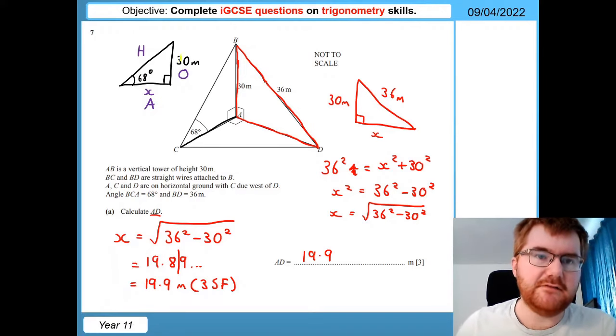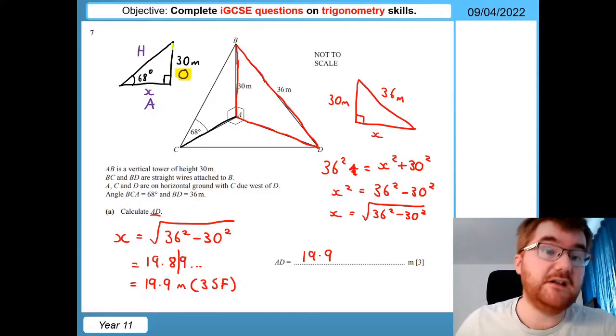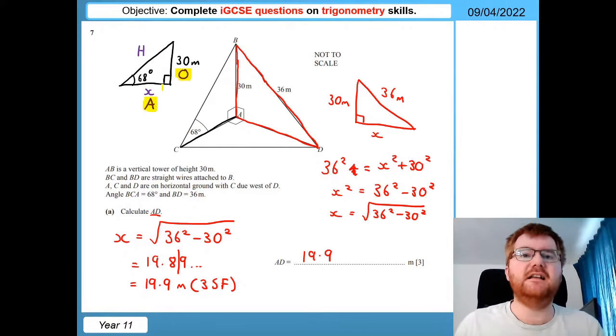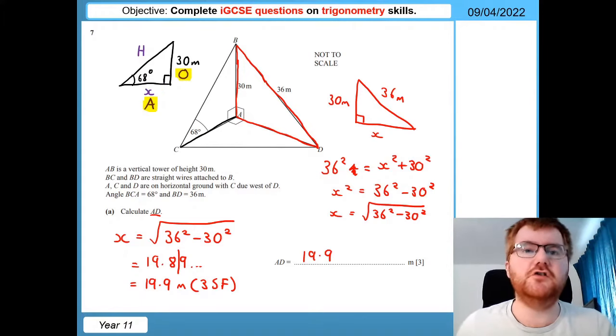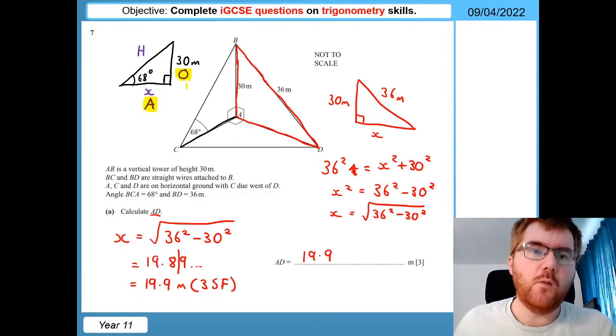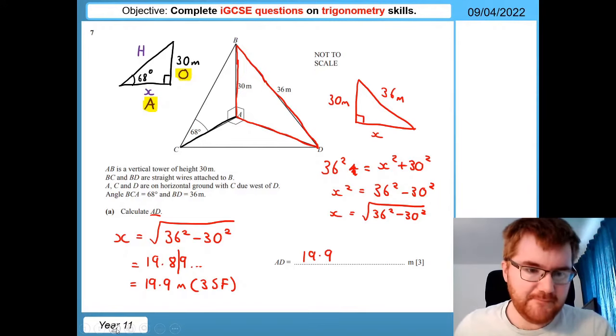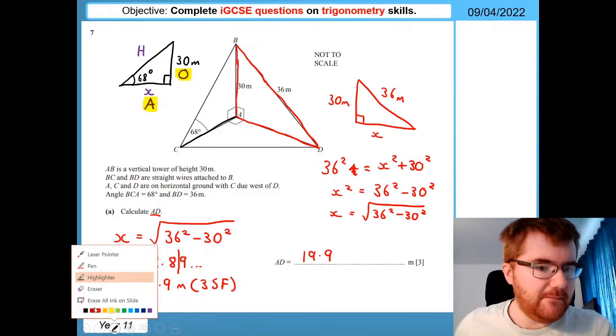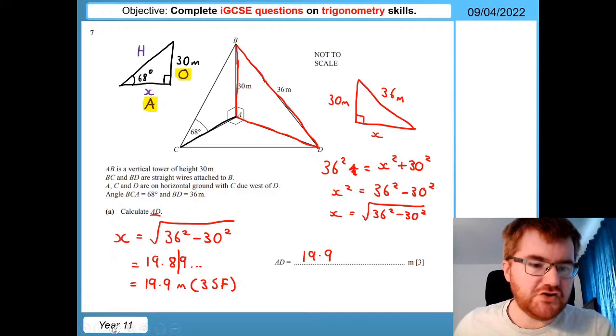So get the highlighter out here. We have the opposite and we're looking for the adjacent. So in that lovely acronym we like to use, SOHCAHTOA, which one has O and A in it? Which one has OA in it? And that would be the last word that I mentioned there, which is TOA.